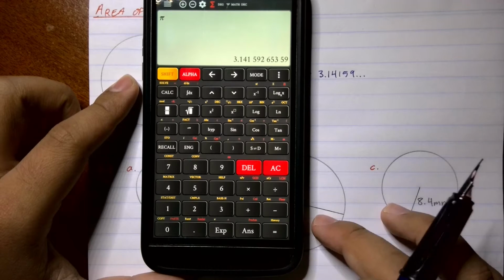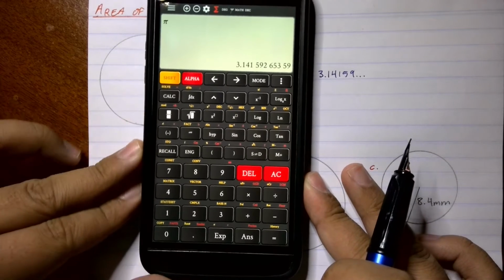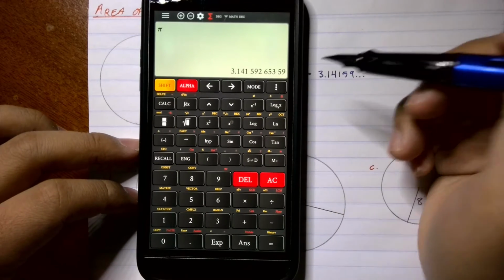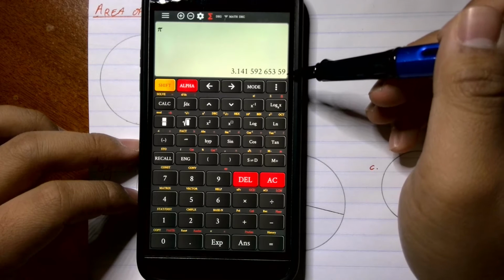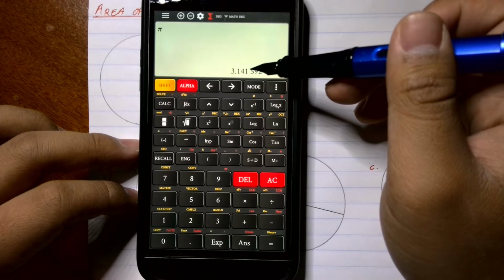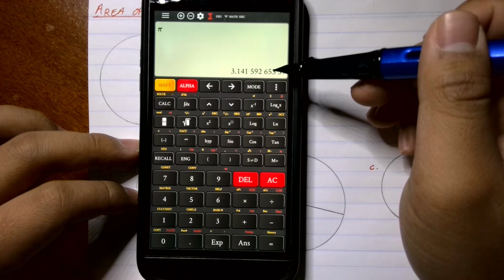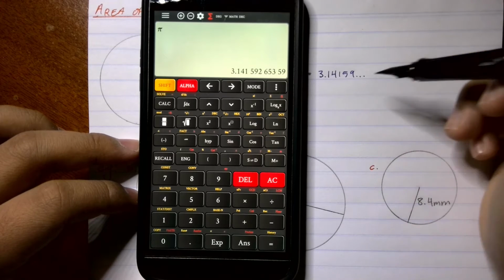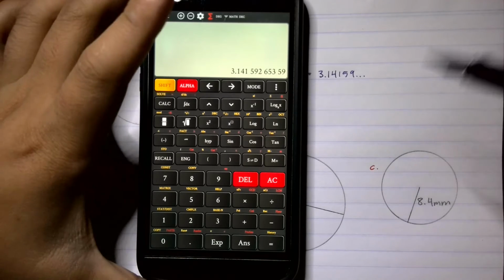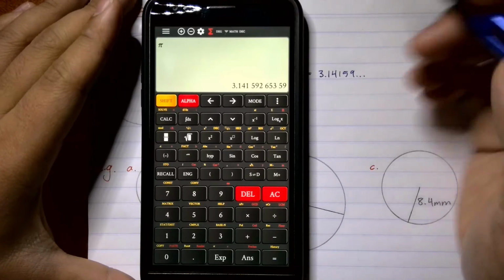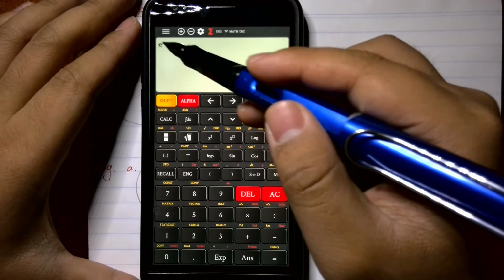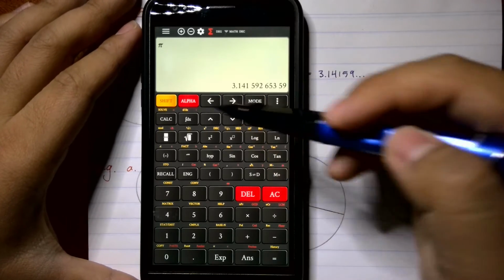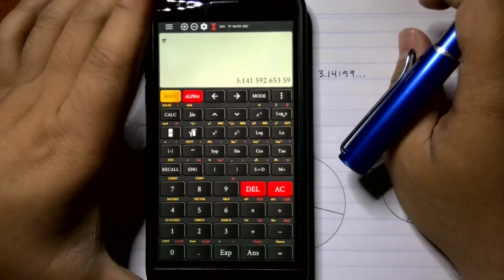When you press equals, most calculators will give a value, which, even though it stops here, is 3.14159265359. There's actually more decimal places, and it just keeps going on and on. However, we're just going to use the value given in our calculator.